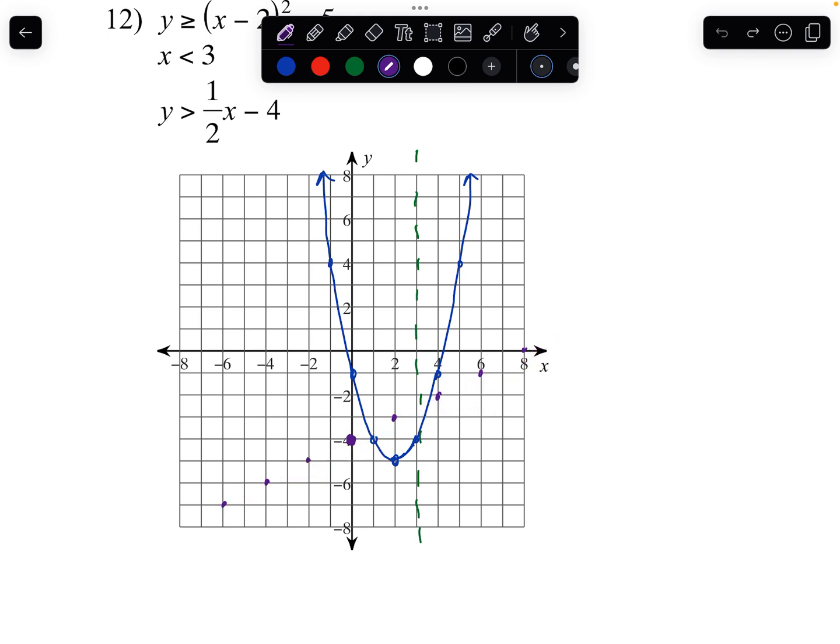And then this is supposed to be a dashed line. Okay, and we're supposed to shade down. So that's going to be below, meaning that our shaded region is, no, we're shading above it. We're shading above, it's greater than. So that's going to be above, so that means our shaded region is that right there. There we go.